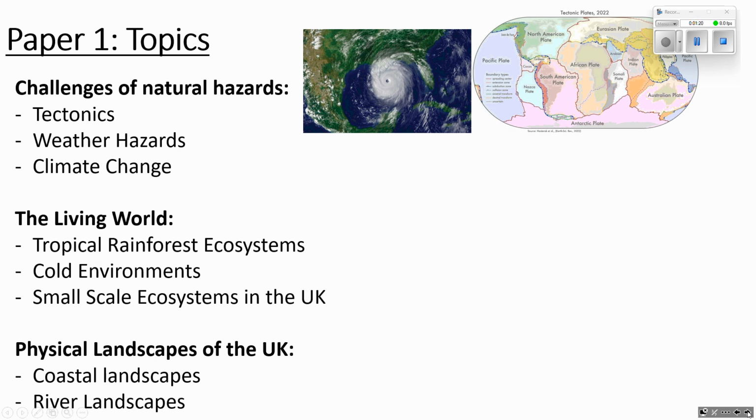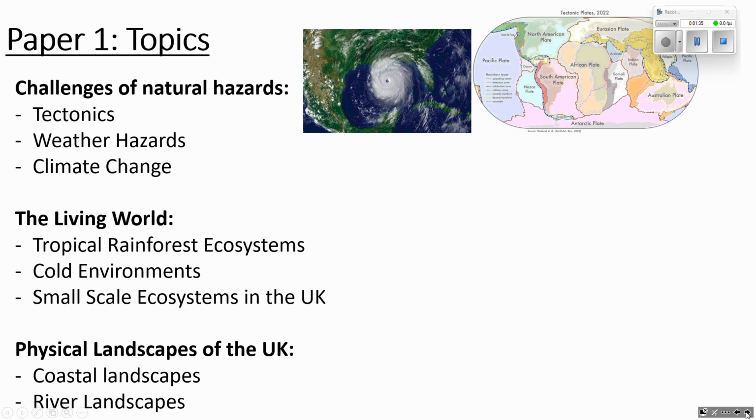Living world is all about ecosystems, so we look at 2 different ecosystems within this. Tropical rainforests and cold environments. There is also a very small study on UK ecosystems where we look at Sherwood Forest.